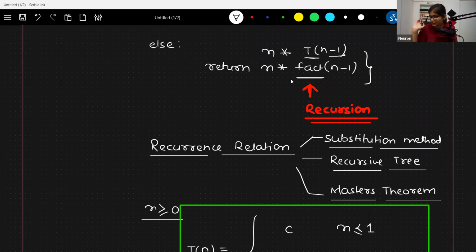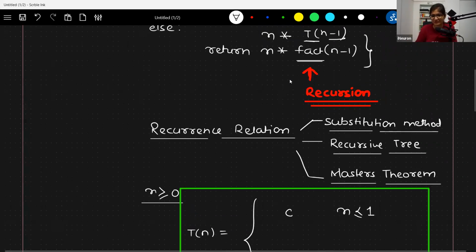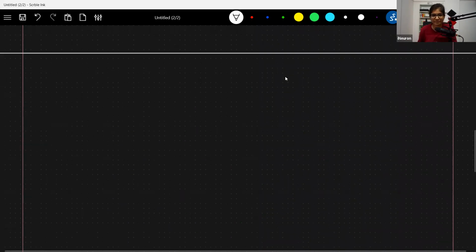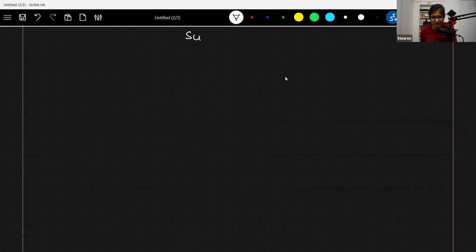Is this objective clear to everyone? That is today's agenda. Shall we start now discussing the substitution method and how it will work? Perfect. Great.